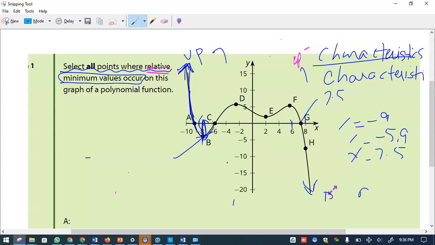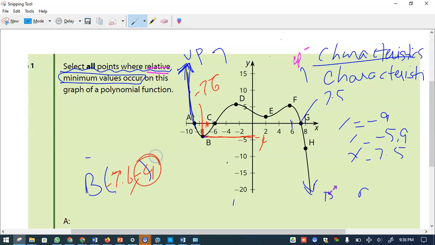This point, whatever it is, is B. Exactly what point, we don't know. We'll have to check it approximately. The x is maybe around minus 7, approximated. And for the y, I have to go all the way this way, and it's maybe at minus 4. So that's called the relative minimum.